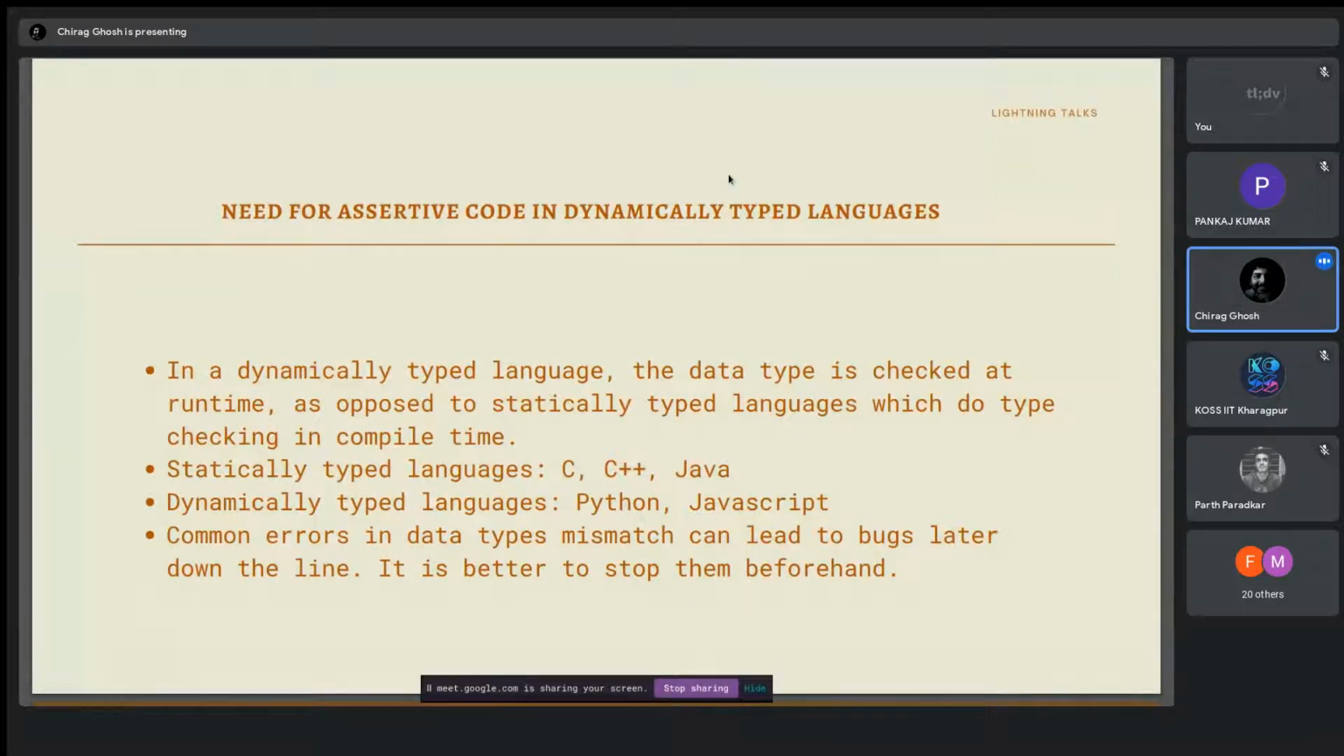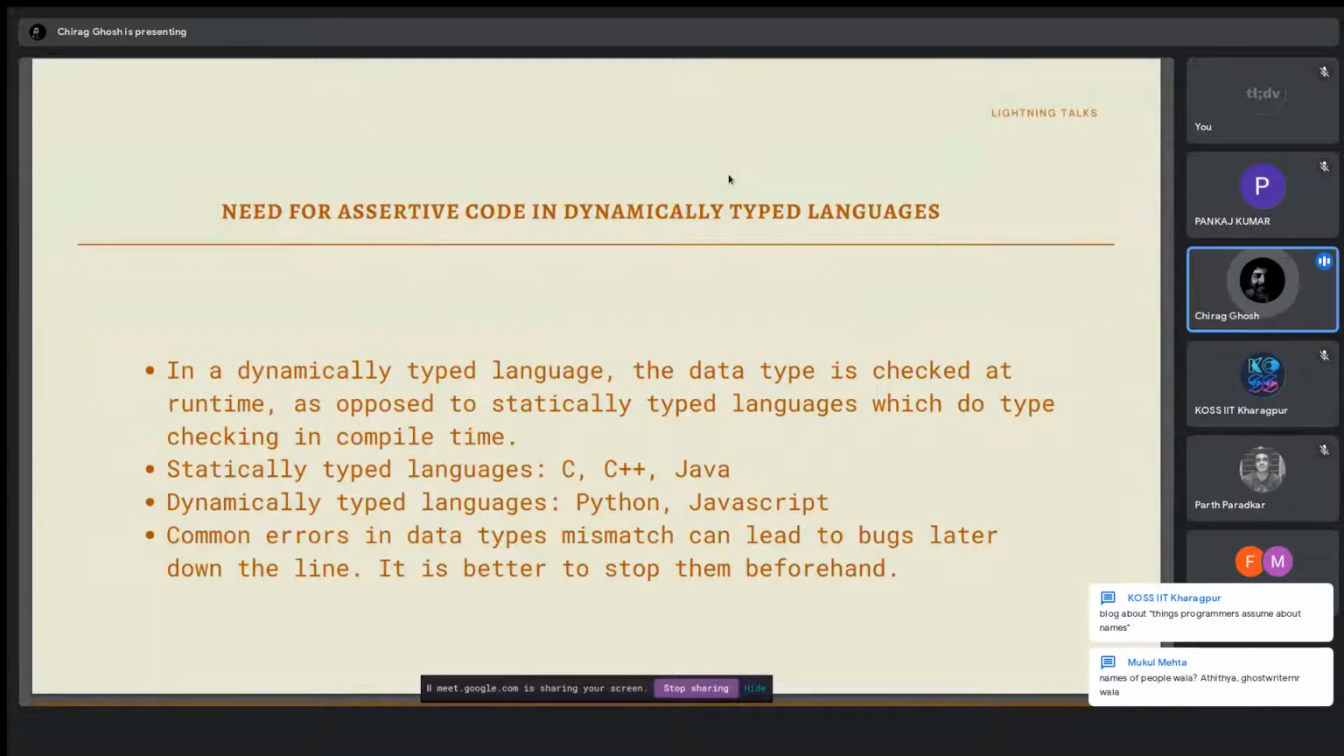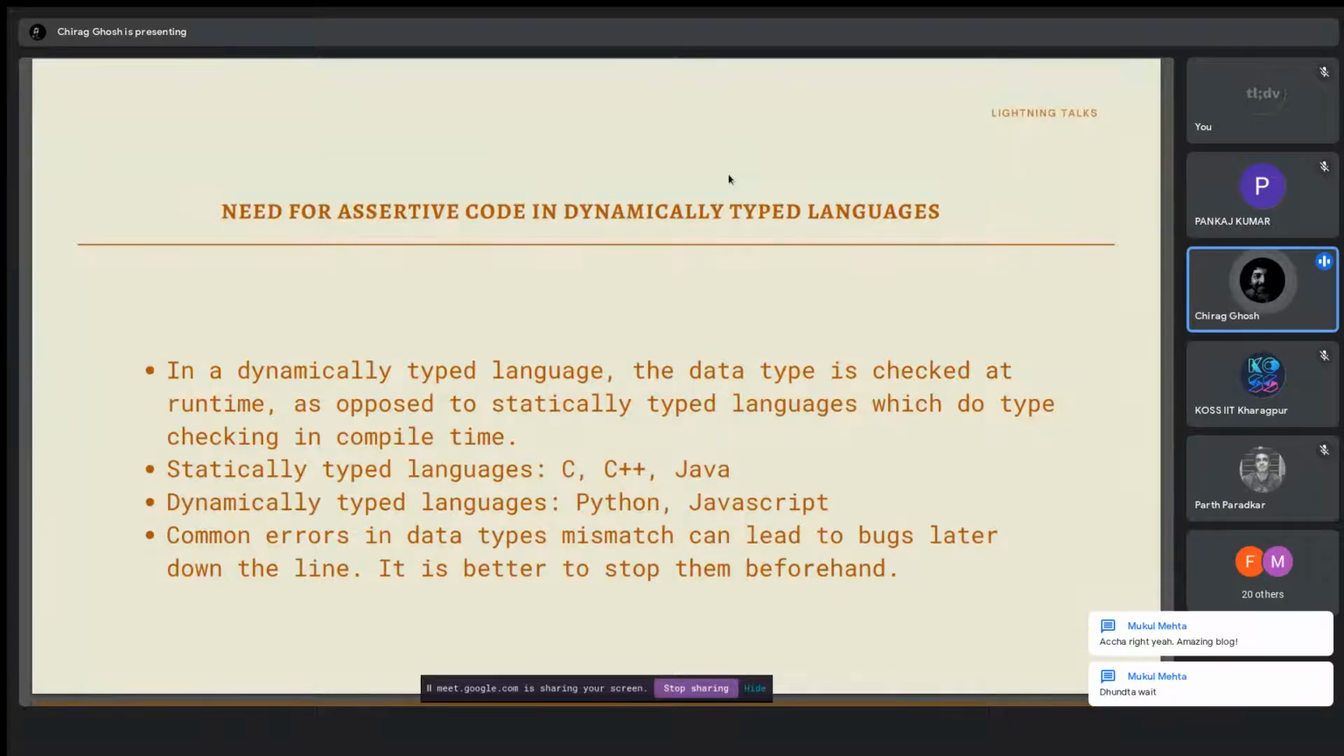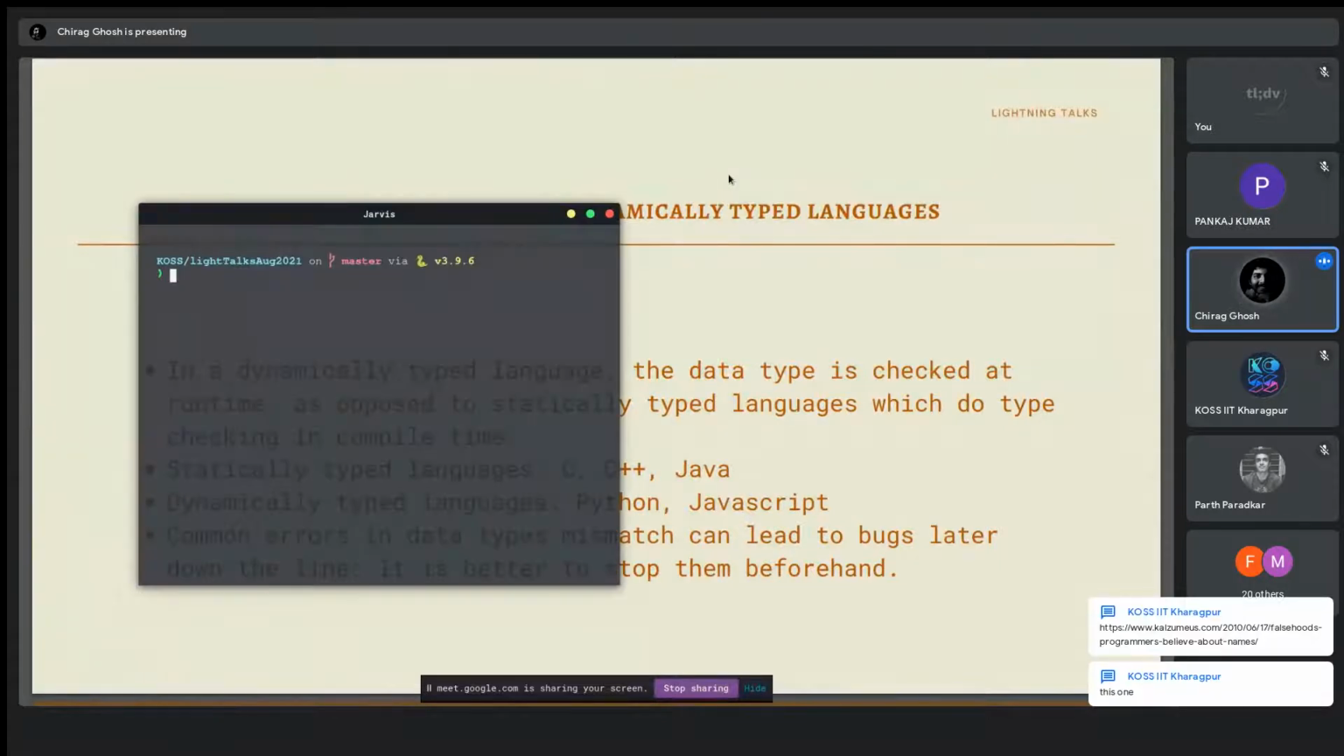Now this assertive coding is very much necessary in dynamically typed languages. I think I should define what dynamically typed languages are. They are basically languages in which the data type of a variable, or a kind of data which we get, is checked at runtime, as opposed to statically typed languages such as C, C++, Java, where it is checked at compile time. Let me show you a thing.